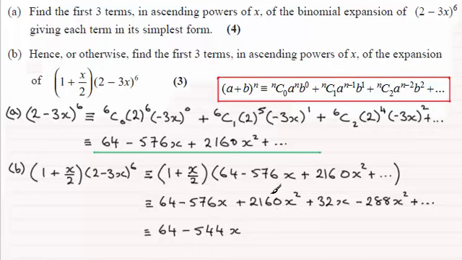And then for the x squared terms, we've got 2160 minus 288, which is plus 1872. And that would be x squared. And don't forget, plus and so on. Okay, so there's the first three terms then in the expansion.